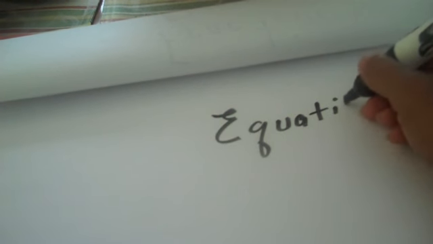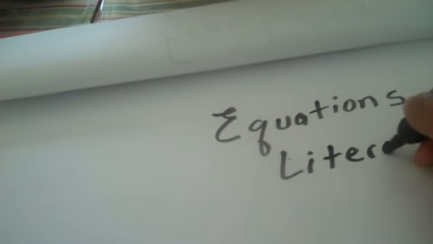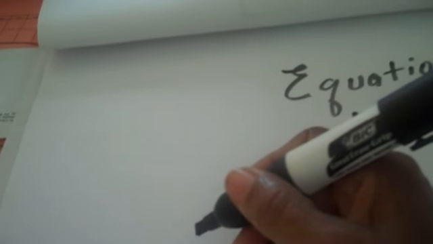Equations. Literal equations. Literal equations are equations that have more than one variable in them. Let's look at an example.